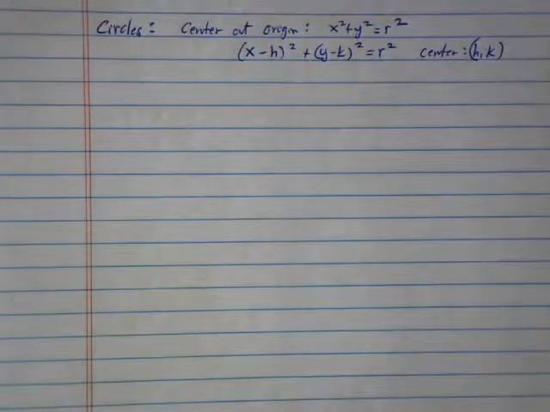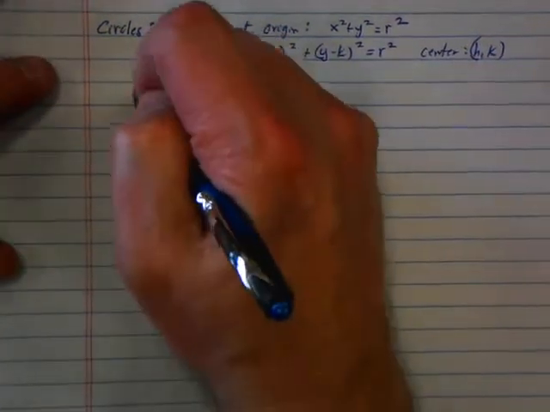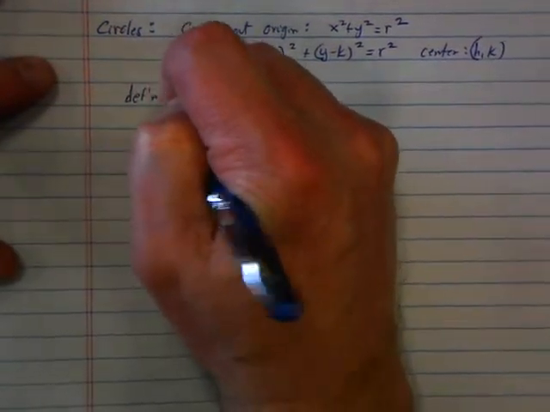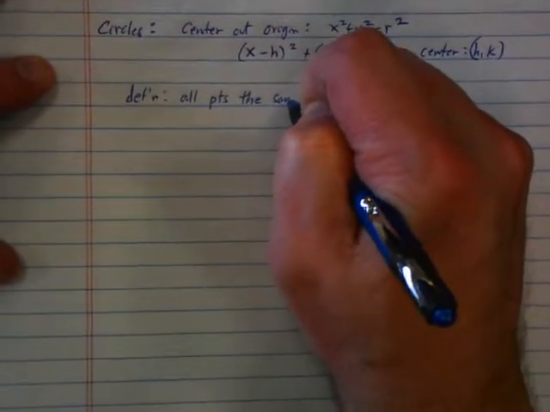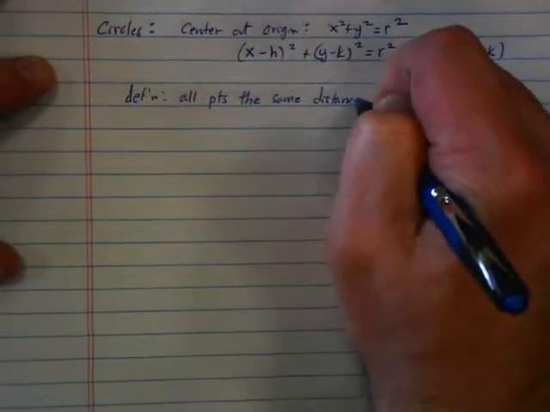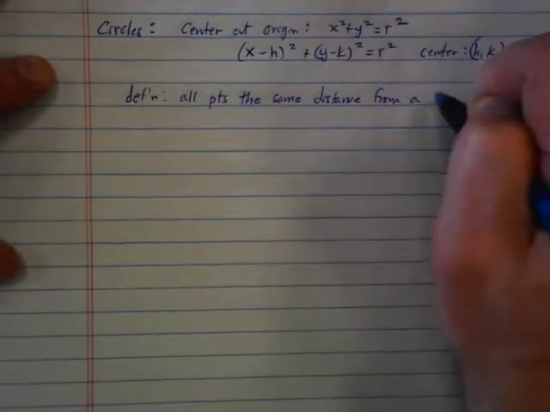I guess what I'm looking for is, what's the definition of a circle? What is a circle? Evenly round. All points around the circle have the same distance from the center, or maybe the origin, but in general the center. So that's the classical definition of a circle. All points the same distance from a fixed point.